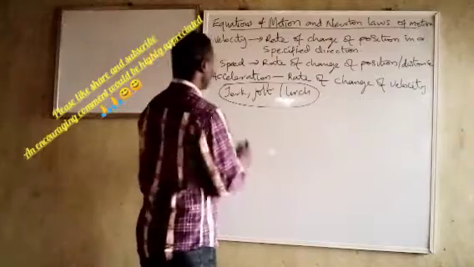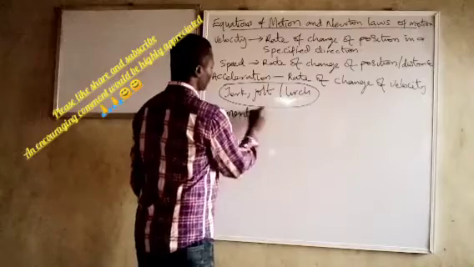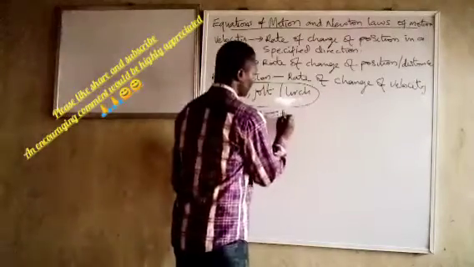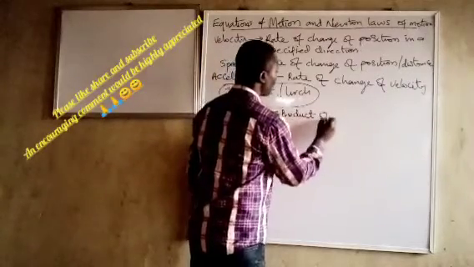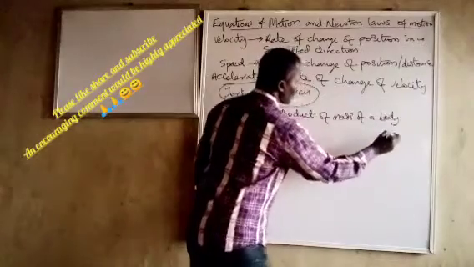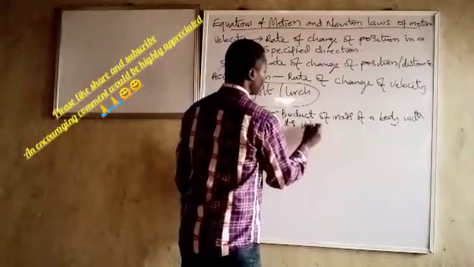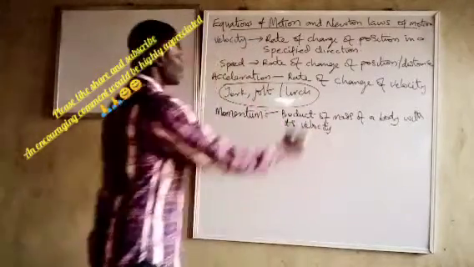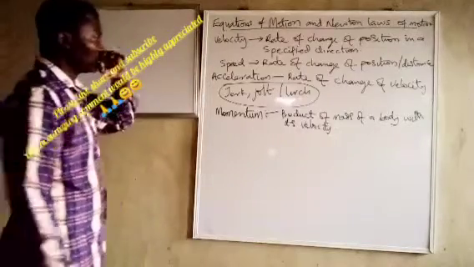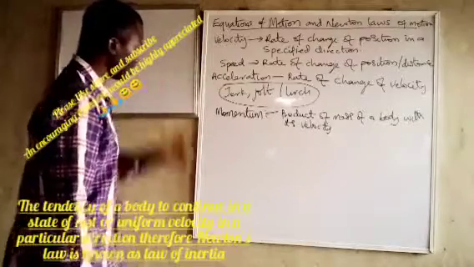Now let's talk about another quantity called momentum. What do we call momentum? Momentum is the product of the mass of a body with its velocity. So these are the main things that you must know before we proceed. We are talking about momentum, acceleration and velocity.